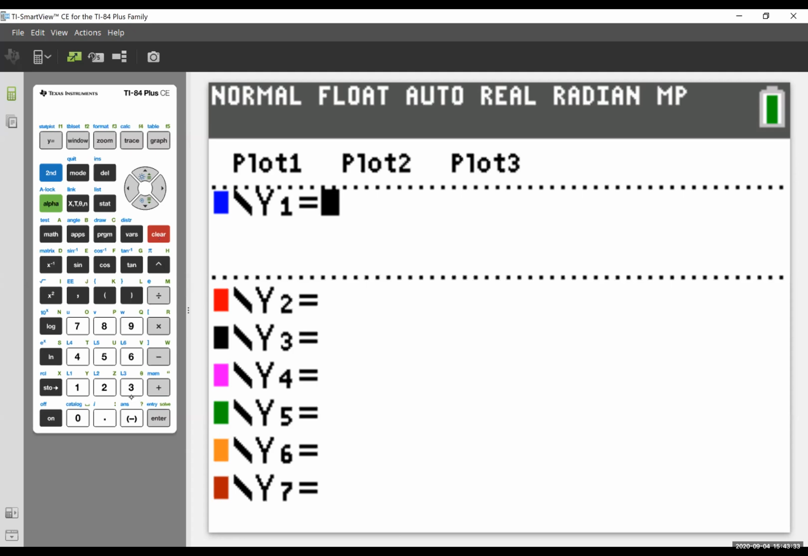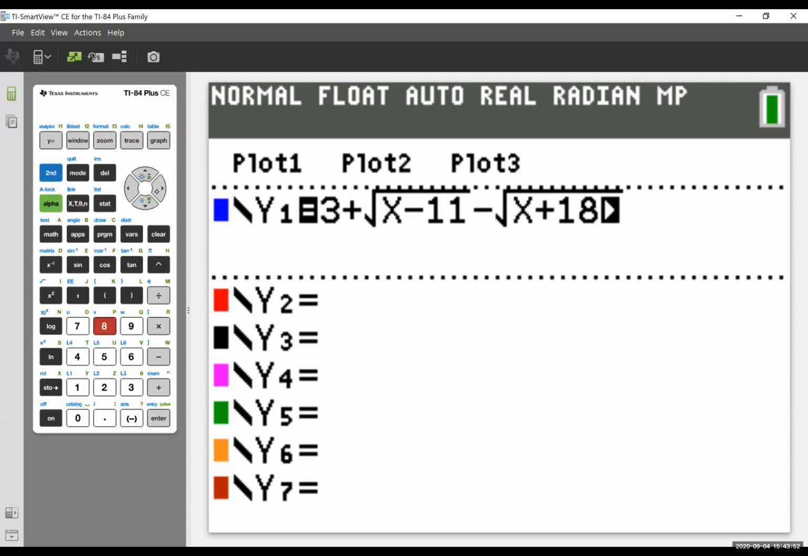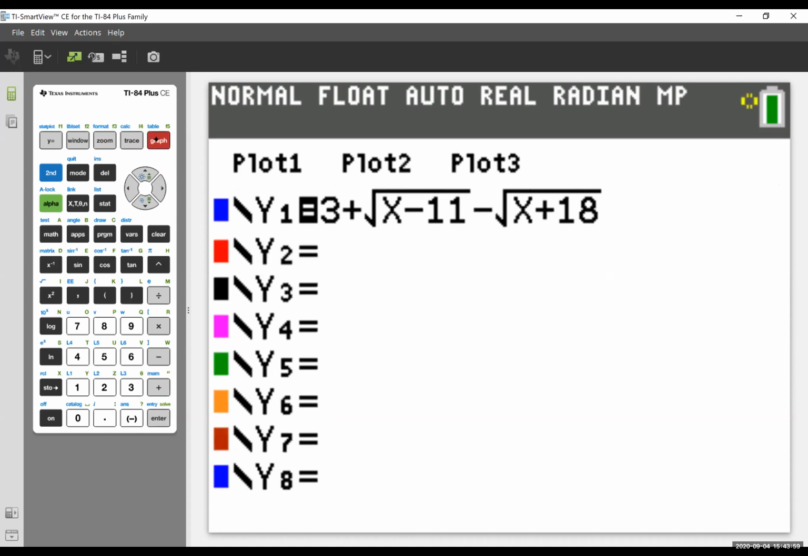So now I have my y1. I have 3 plus square root of x minus 11. And then I have equals, no, I moved the x plus 18 over. So I'm going to say minus square root of x plus 18. So I'm using the root zero method. So I enter and I graph it.